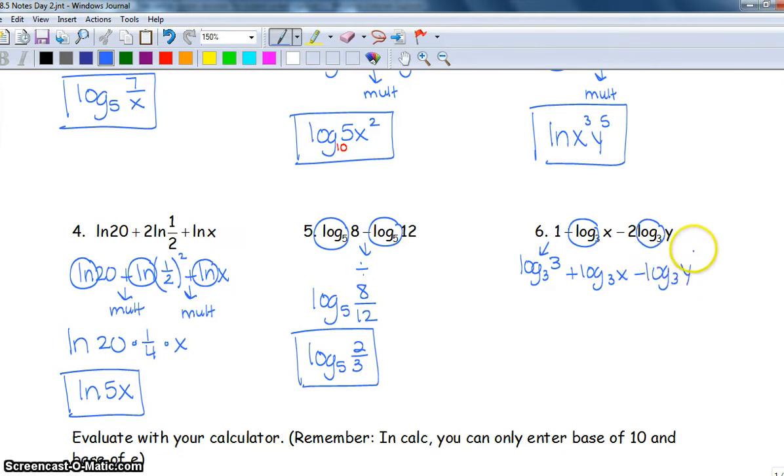of y squared. Now we're going to combine our pieces together, all of them having the log base 3. This means our plus sign means we're going to multiply. So we're multiplying 3 times x, and then this means that we are dividing. So it's 3 times x divided by y squared. And you're going to make sure that you go in order, so it's 3 times x, and then you're going to divide everything by y squared.